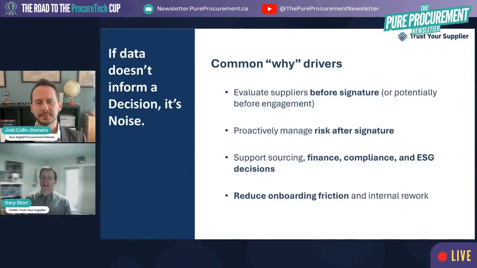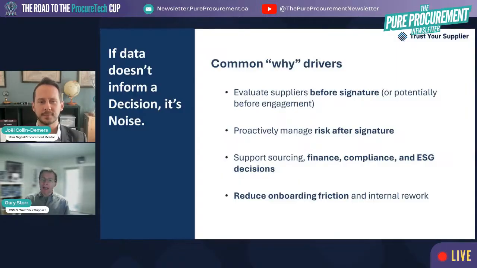I need to understand what that is. The only thing that's going to tell me that is quality data, right? And that's why I need it, right? And this supports all of your functions, whether it be finance, your compliance team, your ESG team, your InfoSec team. All of these organizations need that data to make those kinds of decisions.